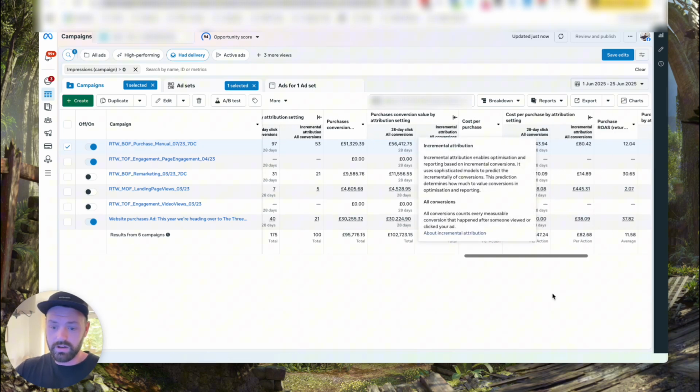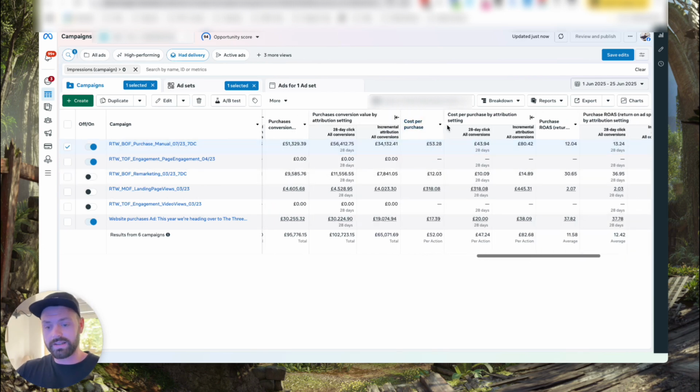Not only is there a jump in ROAS, but in terms of actual realized revenue to the business, that's nearly double. What's that? 34k versus just shy of 60k. So not quite double, but pretty strong. That's already a big jump.